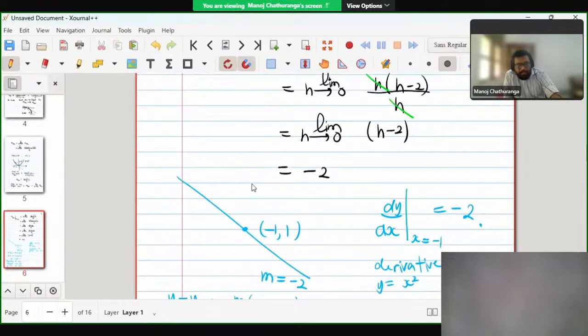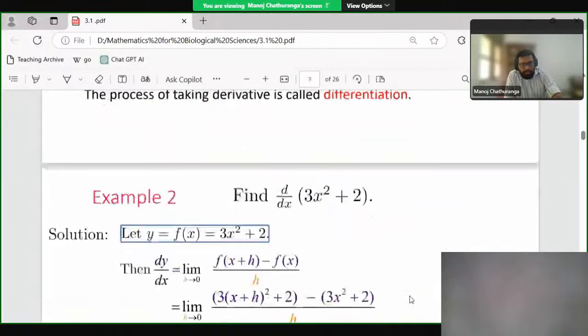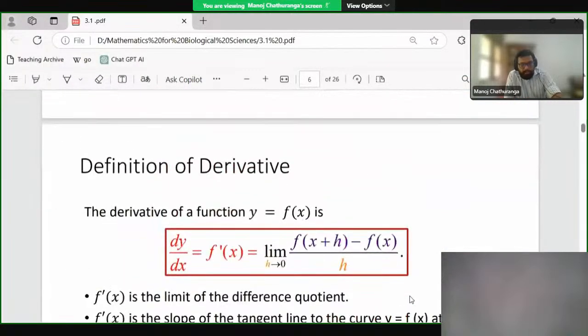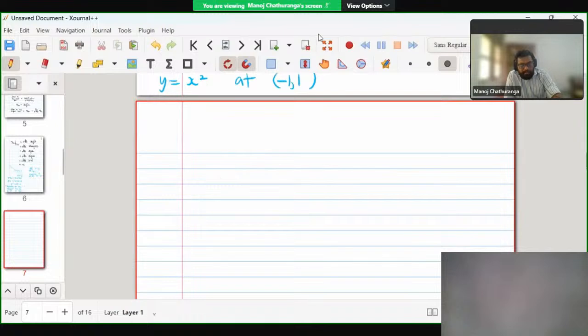So computing derivatives is not that hard. It is a limiting process. You compute a certain limit and that gives you the derivative. Do you want me to compute another limit? Do you want to see another computation of a derivative?